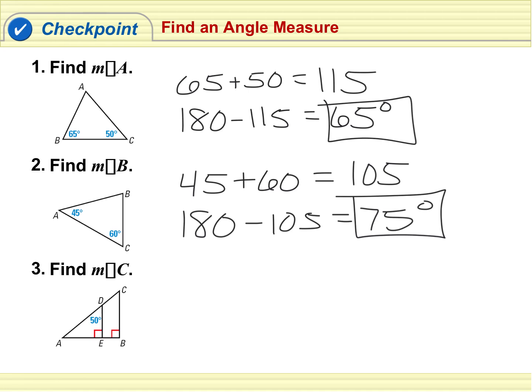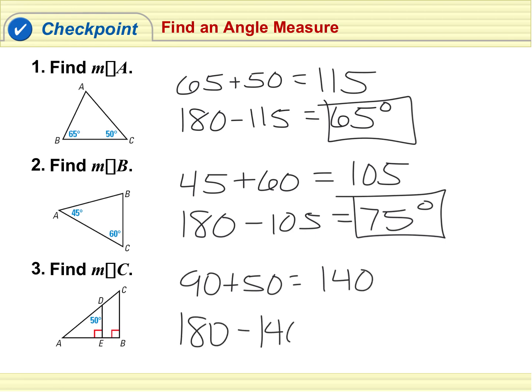Let's start with this little triangle, because we know one of the angles is 90 and one of them is 50. How do we find the other one? 90 plus 50 gives you 140. 180 minus 140 is 40. So we know this angle here is 40. Now we want to find this angle here. What are my two angle measures in there? The measures on the small triangle are the same as the ones on the big one.